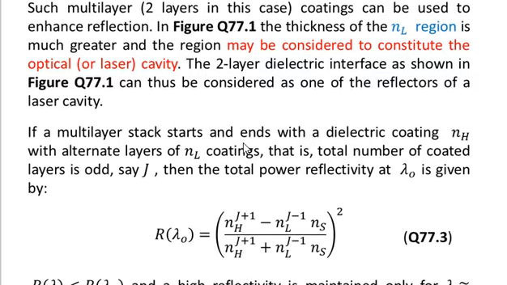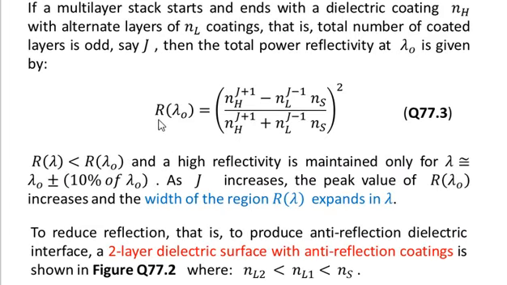If a layer stack starts and ends with a dielectric coating NH with alternating layers of NL coatings, that is, the total number of coated layers is odd, say J, capital J, and J is an odd number due to the odd number of NL coatings alternating between the NH materials, then the total power reflectivity at the designing wavelength lambda naught is given by the expression: the total reflectivity R as a function of lambda naught is equal to the square of NH raised to power J plus 1 minus NL raised to power J minus 1 multiplied by NS, and this whole divided by NH raised to power J plus 1 plus NL raised to power J minus 1 multiplied by NS, as given in equation number 3.